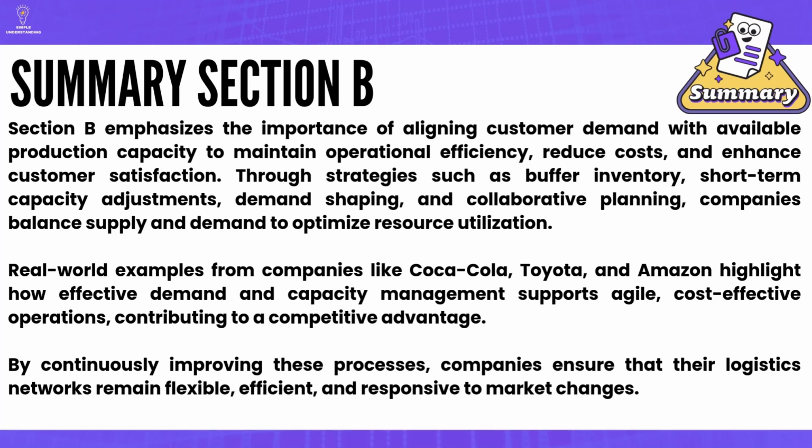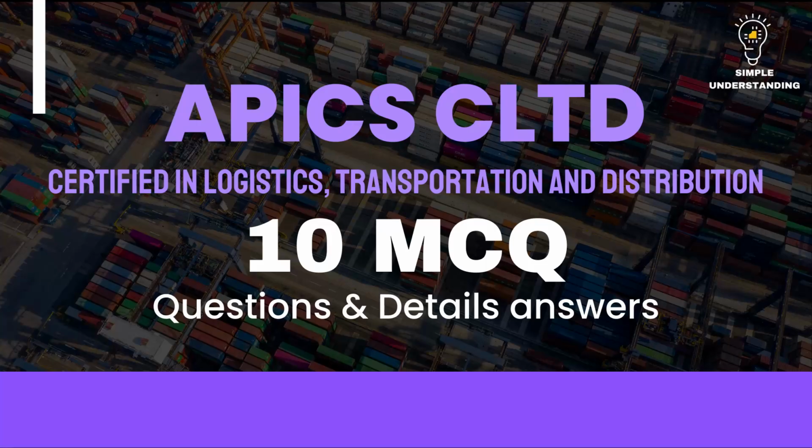Real-world examples from companies like Coca-Cola, Toyota, and Amazon highlight how effective demand and capacity management supports agile, cost-effective operations, contributing to a competitive advantage. By continuously improving these processes, companies ensure that their logistics networks remain flexible, efficient, and responsive to market changes. Let's take a small practice test for Section B.